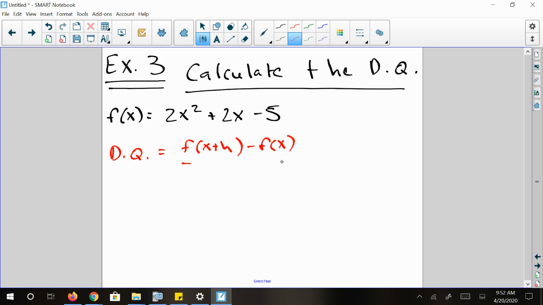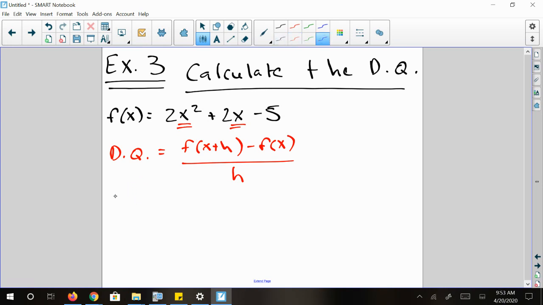Now, if you're looking at this function, one thing that makes this one a little bit trickier than the first two that we've done is that x, the variable x, actually shows up in a couple different places here. It shows up here and here. That's okay. It just means your calculation is going to be a little bit longer. So let's go ahead and try it.